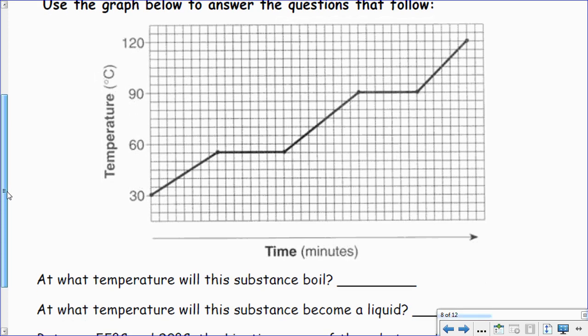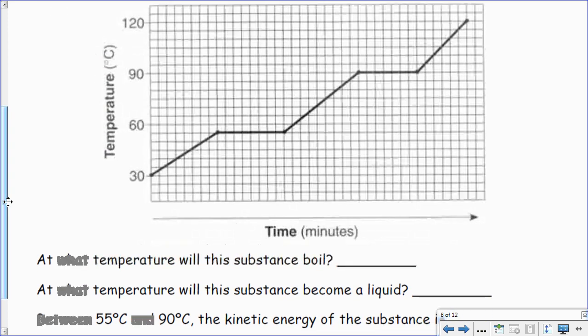Okay, and here's a heating curve. First of all, we see it going from low to high, so it's a heating curve. It says, at what temperature will the substance boil? Well, let's go in and start just labeling up our phases first, so that's going to help us. So I'm always going to start at a solid, then I'm going to turn into a liquid, and then a gas. And then in between, I have solid to liquid, and then liquid to gas.